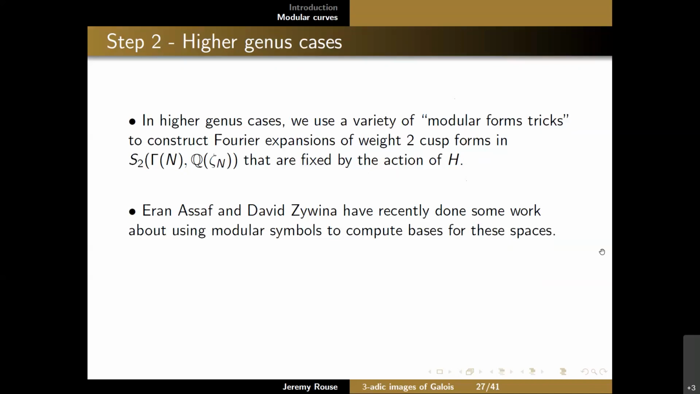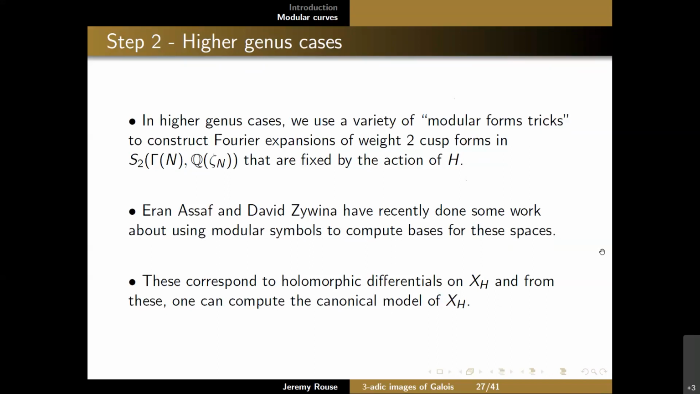The benefit of knowing modular forms in these spaces is that they correspond to holomorphic differentials on the modular curve X_H. And if you know a basis for the space of holomorphic differentials, you can use these to compute the canonical model of X_H, which is a nice model to work with. So that's all I'll say for the time being about computing models of modular curves. I want to go on and talk about how we find the rational points.